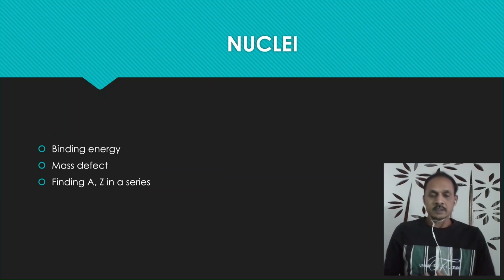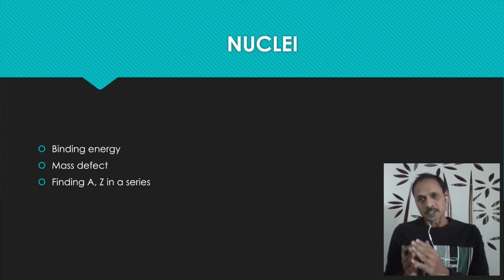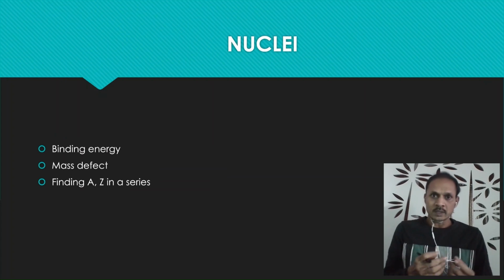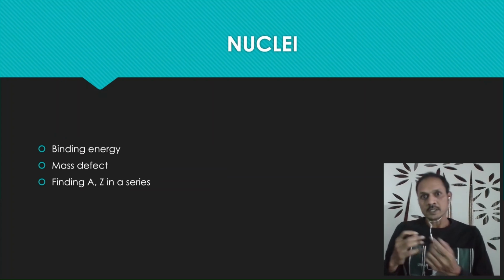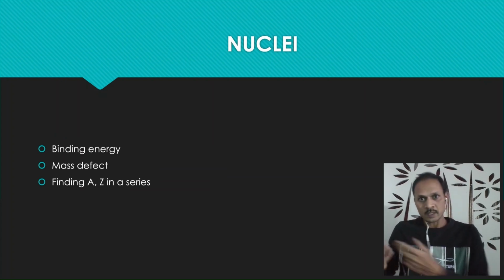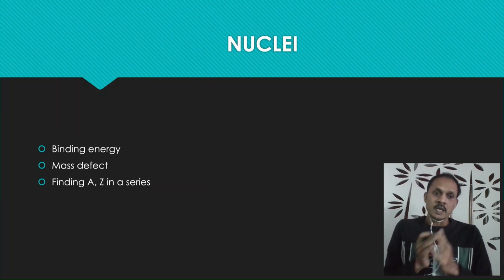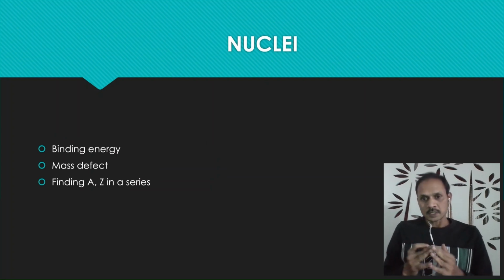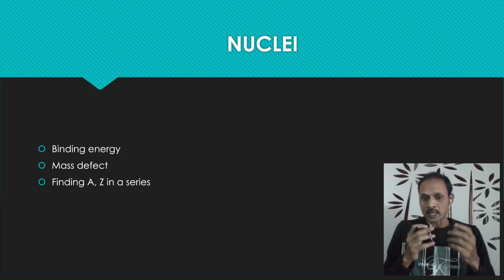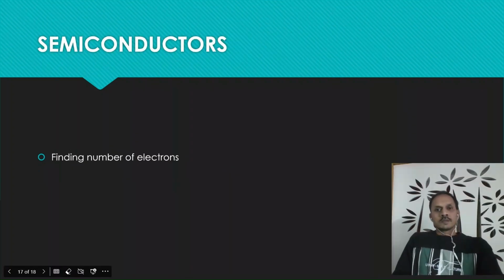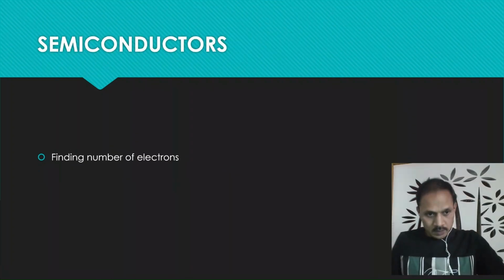In nuclei chapter, binding energy related questions. A reaction is given, find the energy released. Or a reaction is given, masses are given, find the energy released based on mc square equation. So these things can be asked. Followed by finding mass number and atomic number in a series. Then a reaction is given, for example, asked how many alphas are released, how many beta particles are released during a certain reaction. So next one is semiconductors.